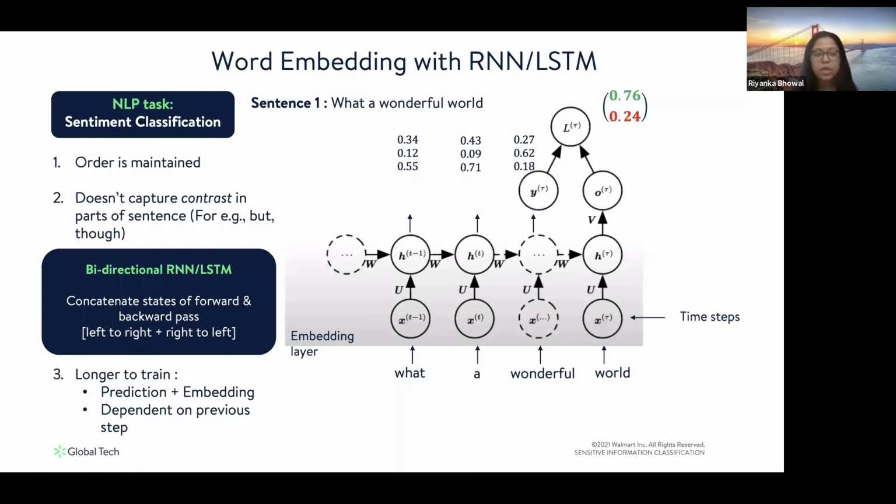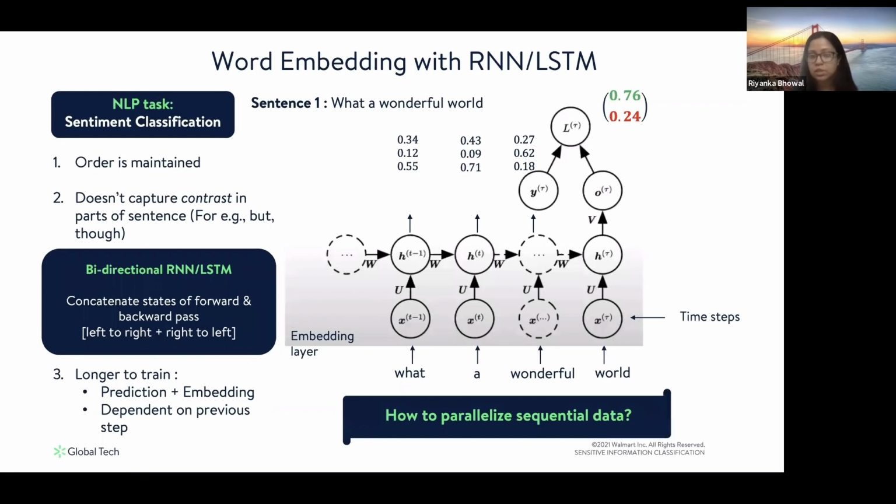Now the third and the last characteristic would be that now we are training to get the embeddings as well as the prediction of the sentiment classification, right? So that's where it will be very longer to train. And as it is dependent on the previous step, it is not suitable for GPUs, which are great for parallel processing. So now the question is, can we parallelize the sequential data?